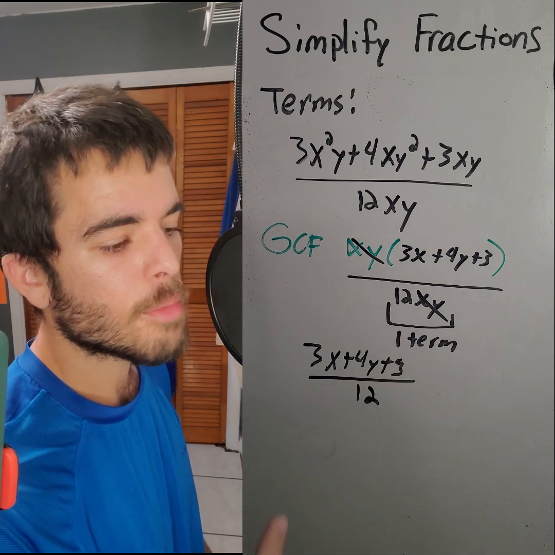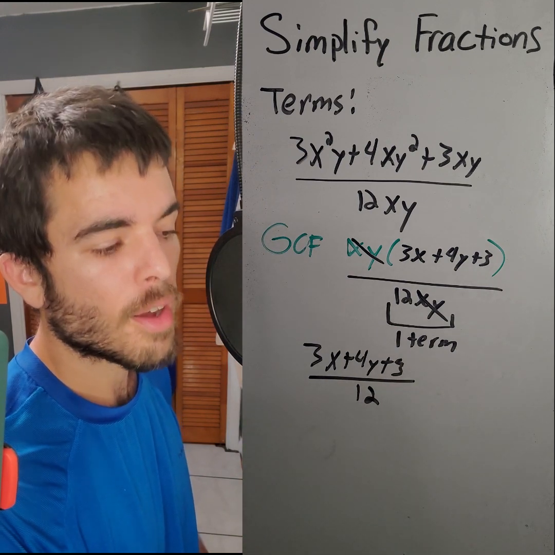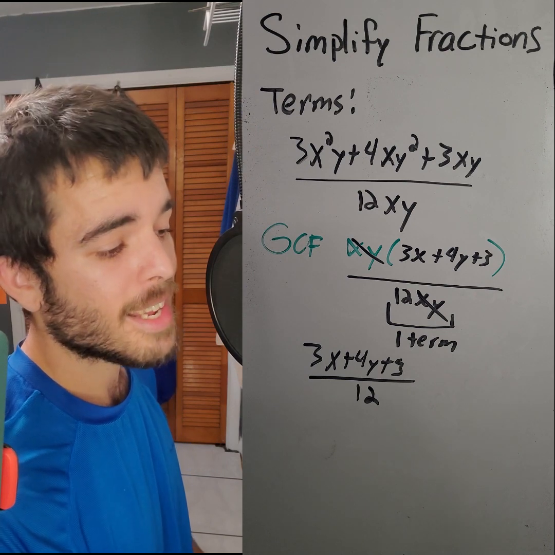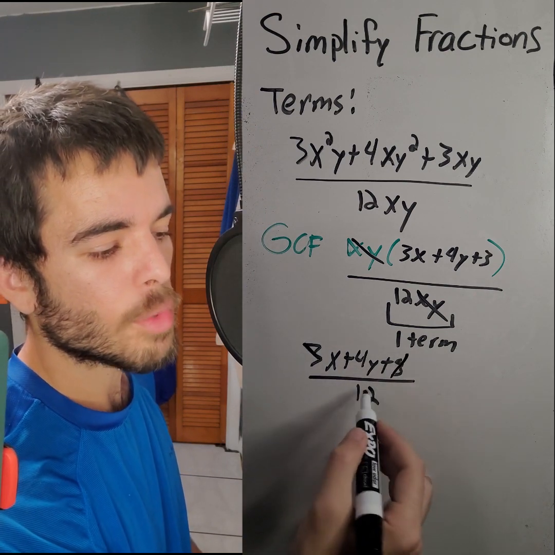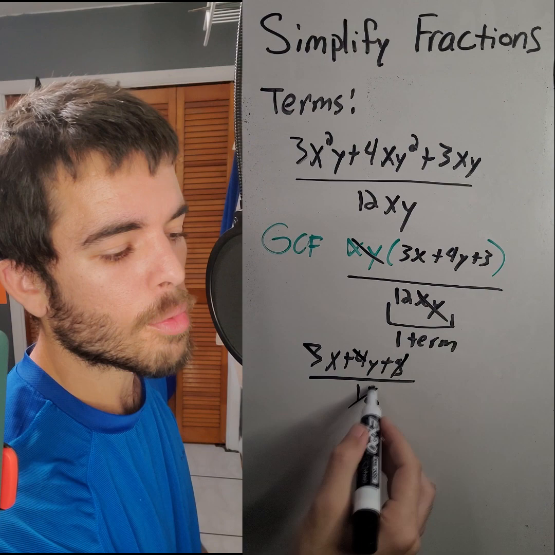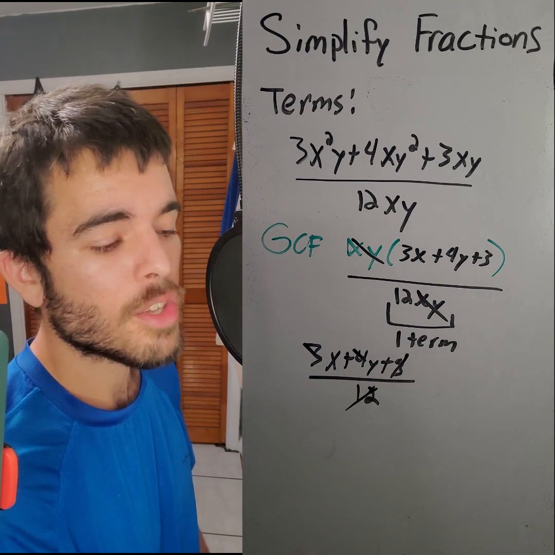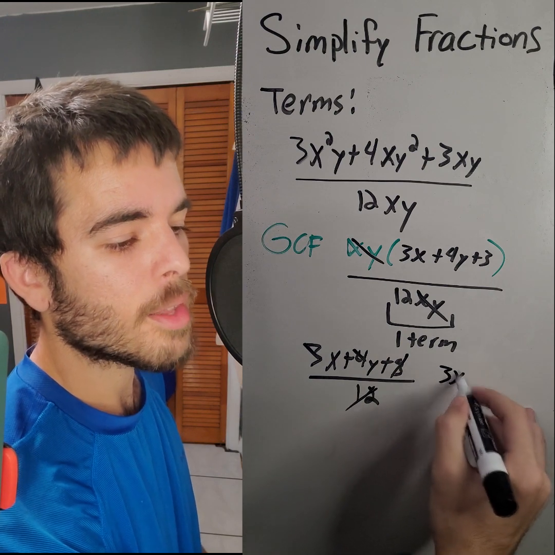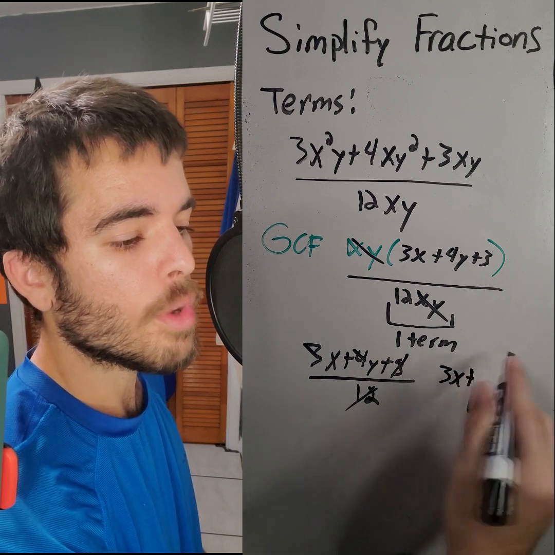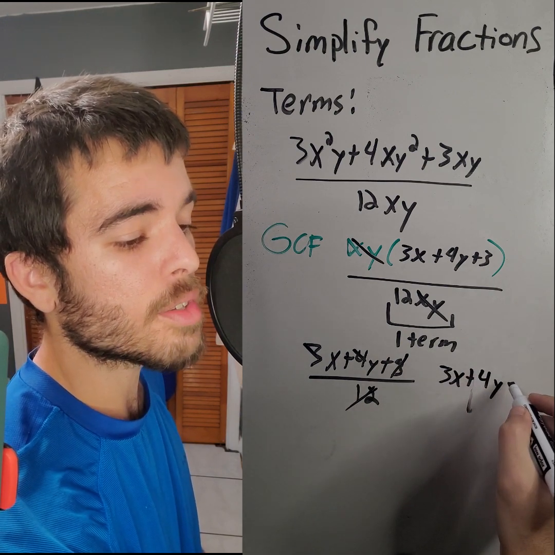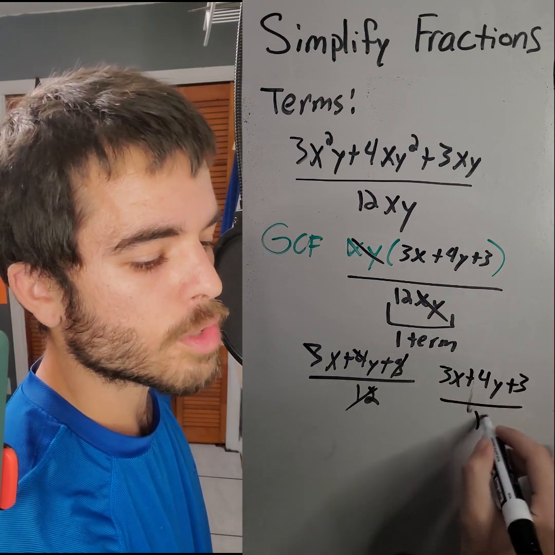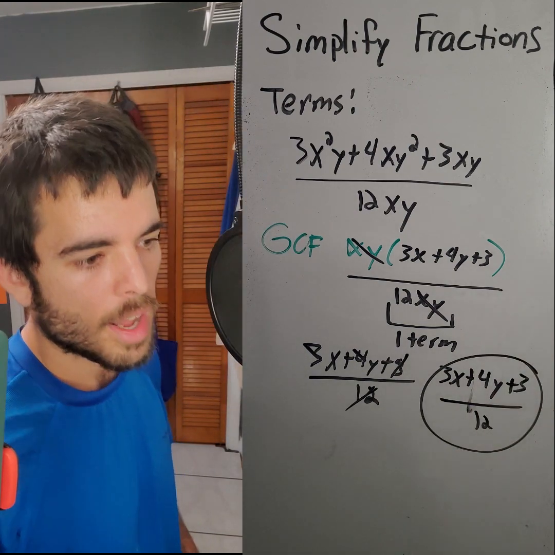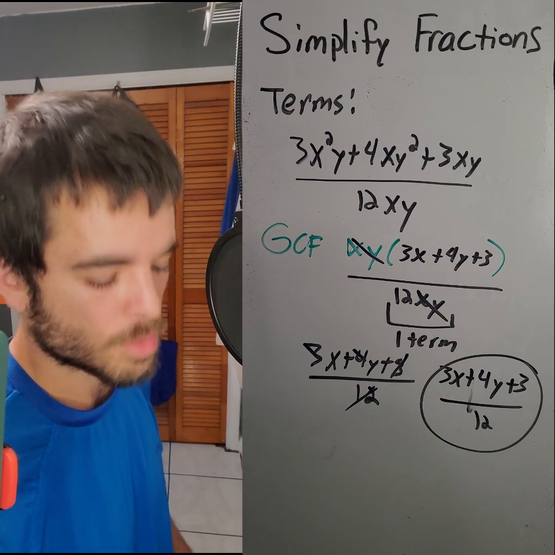Don't fall victim to that number 12 being the product of 3 and 4. You can't cancel out the 3 with the 12, and you can't cancel out the 4 with the 12, because you can't pull out a 3 or a 4 in that numerator. It's tempting, but you're essentially stuck with what we have, which is 3x plus 4y plus 3 all over 12. That's going to be your final answer for this one.